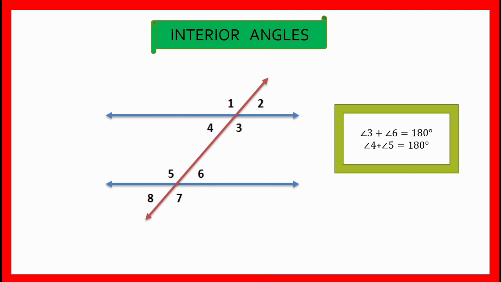What is the property? If the two parallel lines and transversal are present there, the corresponding angles are congruent, alternate angles are congruent, and the interior angles are supplementary. Thank you for watching the video.